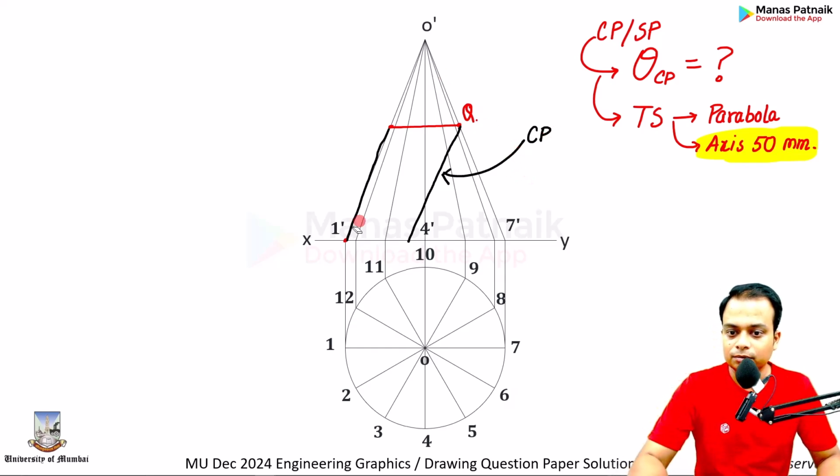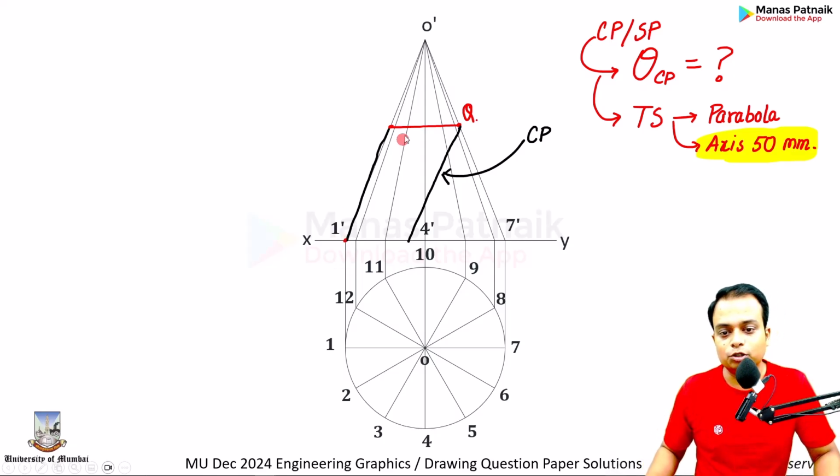So this is one way. From here at a distance of 50, mark a point, go straight, mark a point again, and then from here you need to produce a line which will be absolutely parallel to this generator O dash 1 dash. This is one way of approaching the problem.